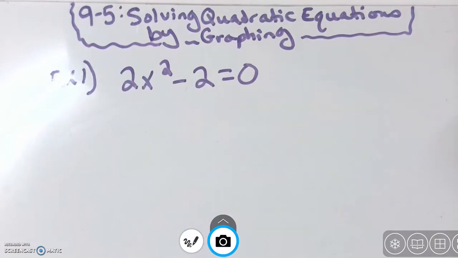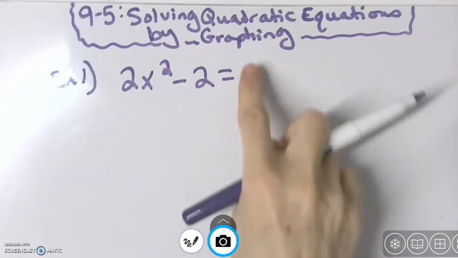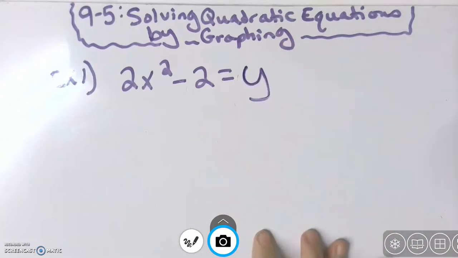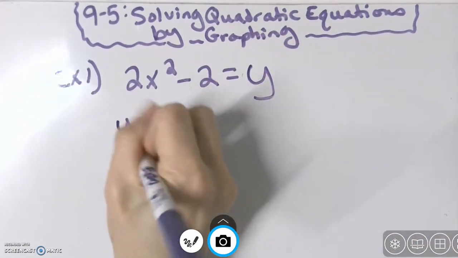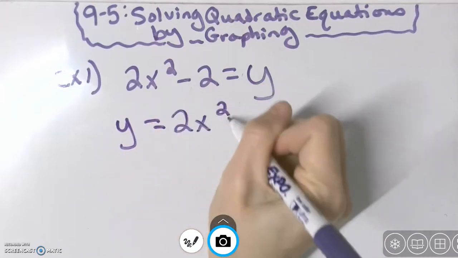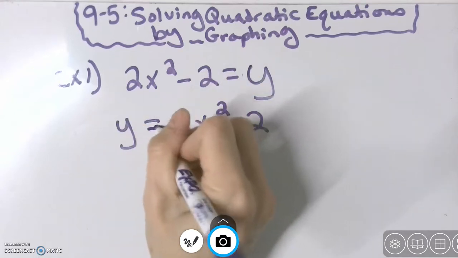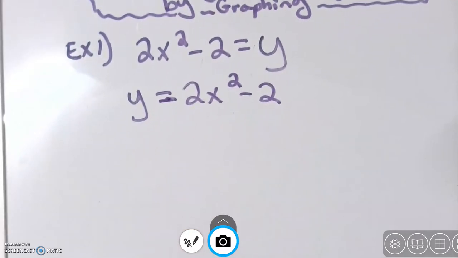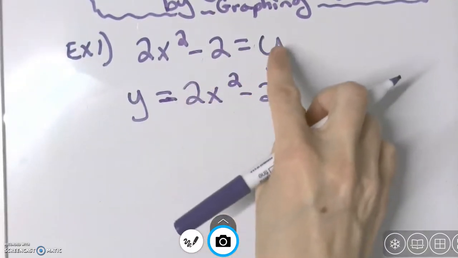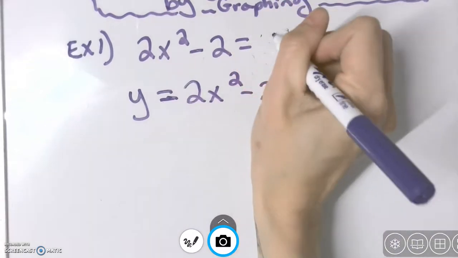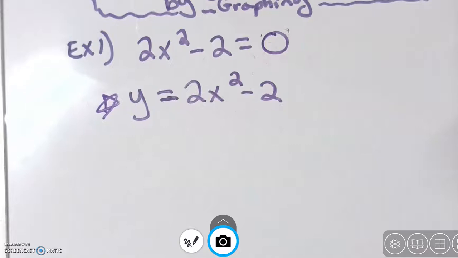Something else I want you to notice. Example 1 says solve each equation by graphing the related function. So here we have 2x squared minus 2 equals 0. The first thing we need to do is change this 0 here to a y value. Now if I were to rewrite this, I would have y equals 2x squared minus 2. If 2x squared minus 2 equals y, then we can just rewrite that and put y in front. Great, so this is the related function to my original one, which was 2x squared minus 2 equals 0. So now this is what I'm going to be graphing.